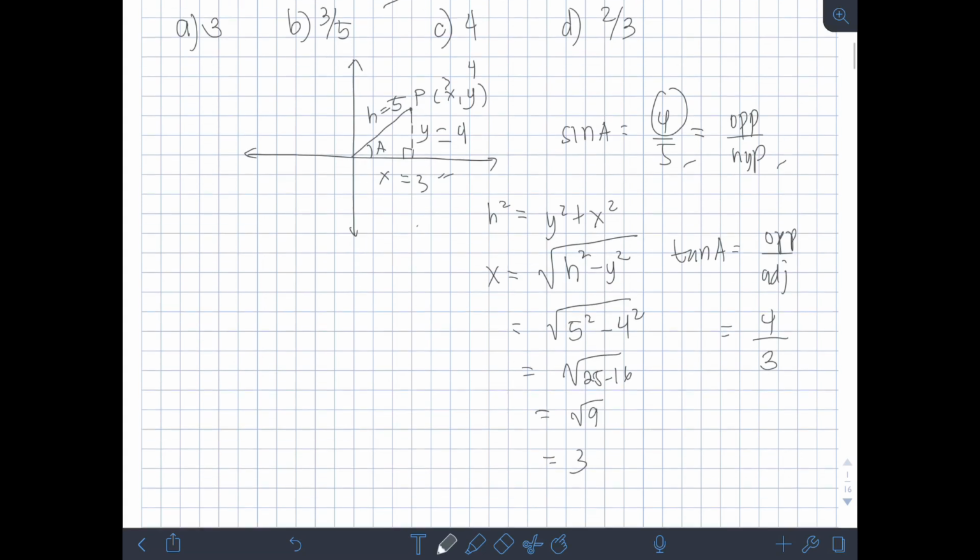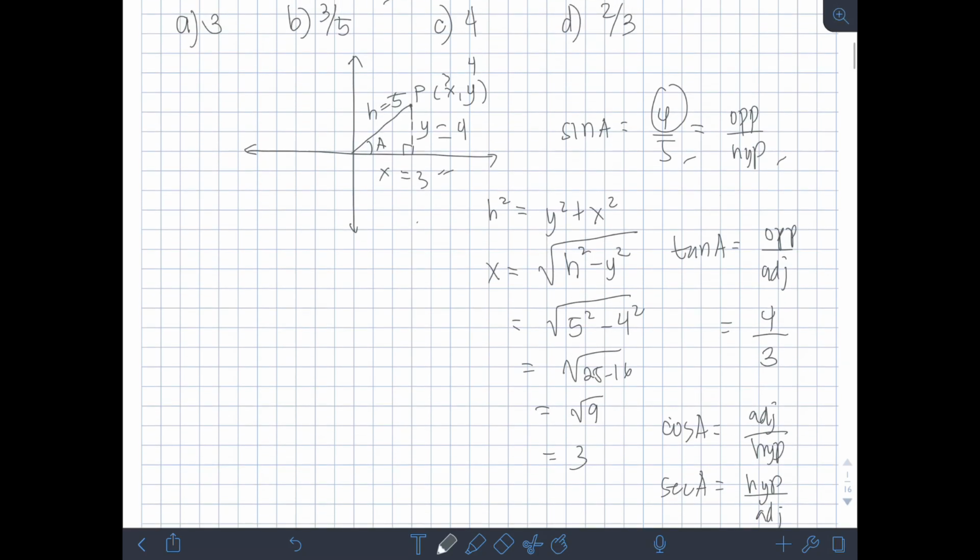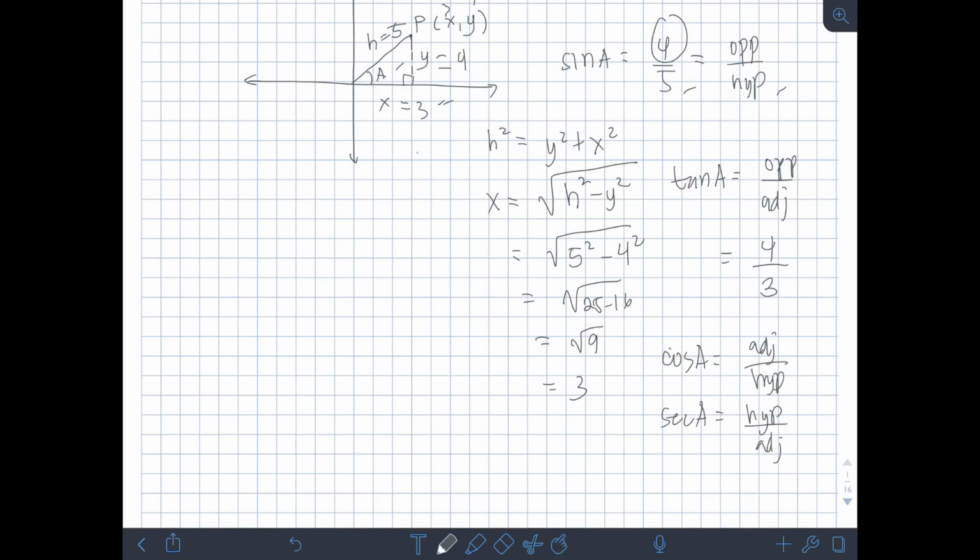Next, si secant A naman. So, diba si secant A ay reciprocal siya ng cosine A. So, therefore, ang cosine A natin ay adjacent over hypotenuse. So, para masolve natin si secant A, i-reciprocal lang natin to. So, magiging hyp over adjacent. So, ano yung hyp or hypotenuse? 5, right? Ano yung adjacent? Yung nasolve din natin na 3. So, we have 5 over 3.